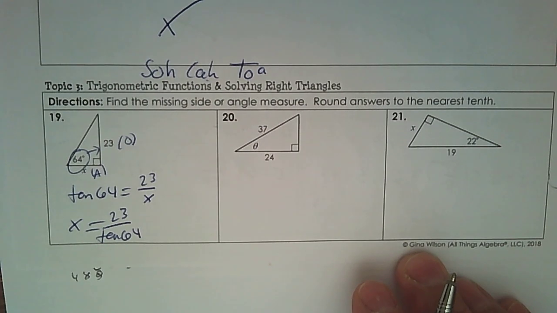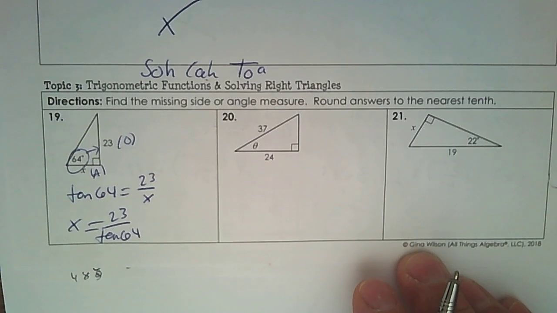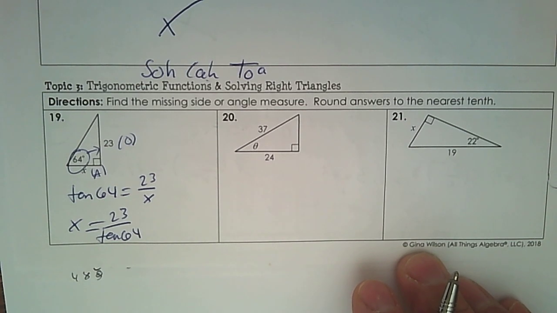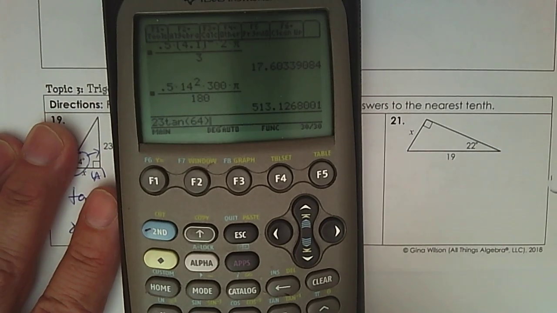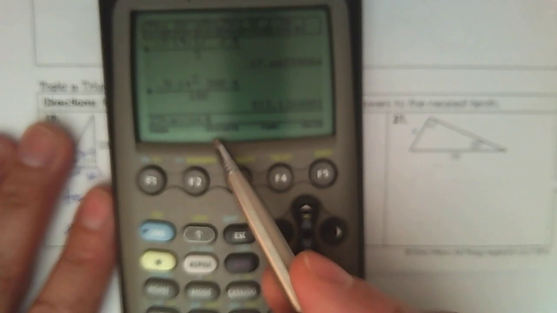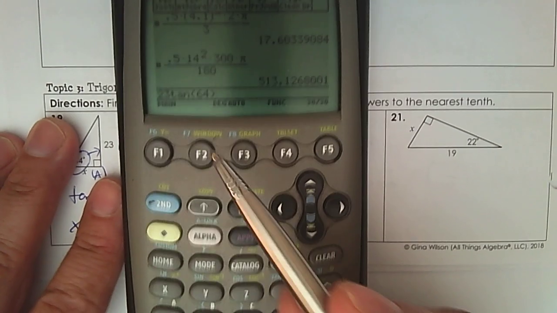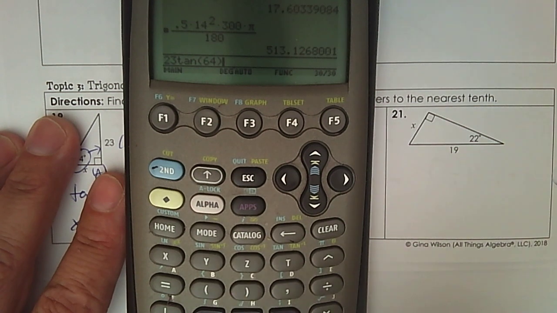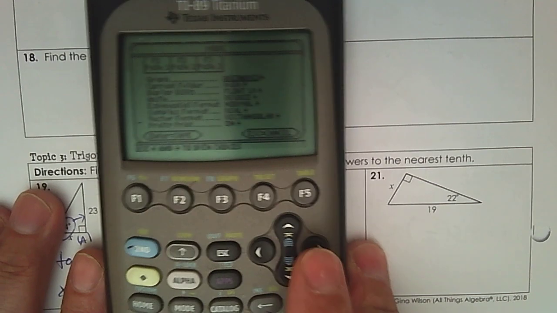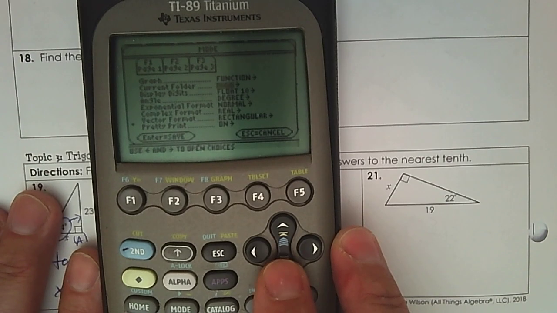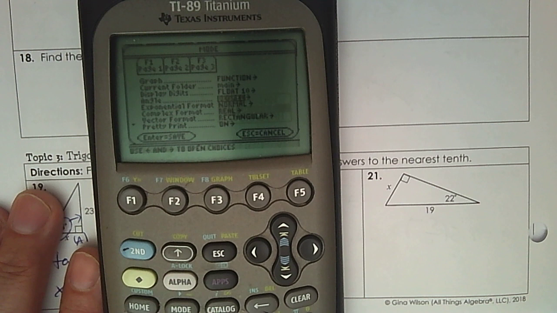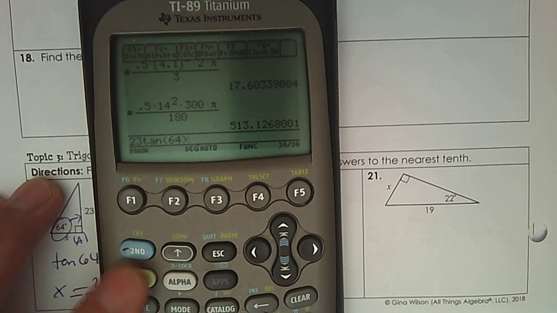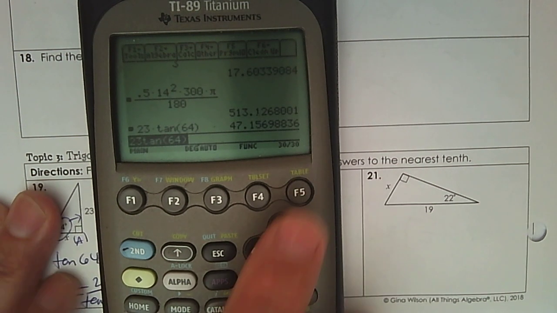So it's 23 divided by tangent 64. I'm going to remind you of something important. Do you remember the bottom of the calculator screen? See how mine says DEG? If yours says RAD, it's in radians. You have to press the mode button down here. When you press mode, you need to go down to angle, arrow to the right, and then select degree and press enter twice so that it's in degrees to get the right answer. So the right answer is 47.